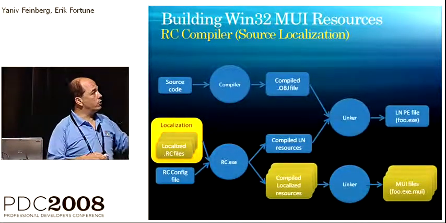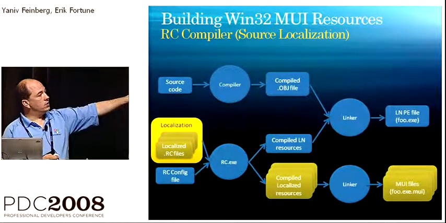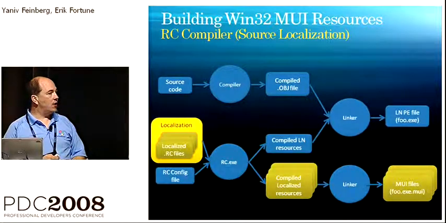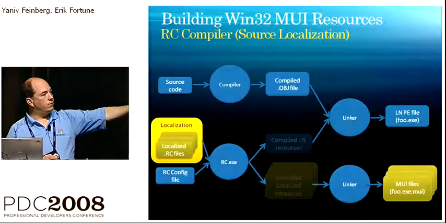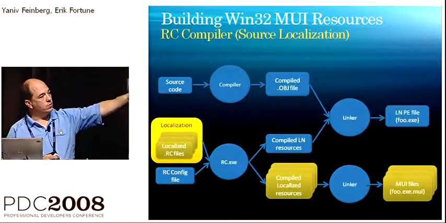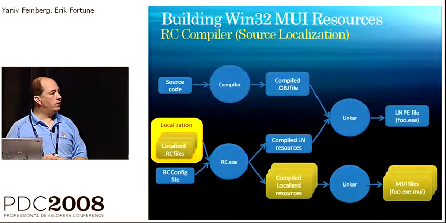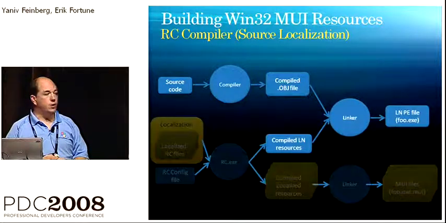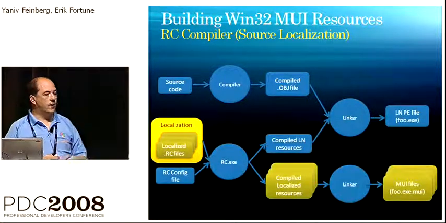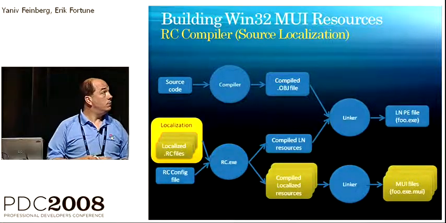So we'll just walk through these really quickly. Again, for source localization, I start out with a number of localized RC files. And when I build the application, I pass the RC config file. The resource compiler builds 2 sets of resources. We link 2 sets of executable files, and off we go. And then when I want to build another language, I just follow that bottom chain again. When I want to build a third language, I run that whole bottom chain again.